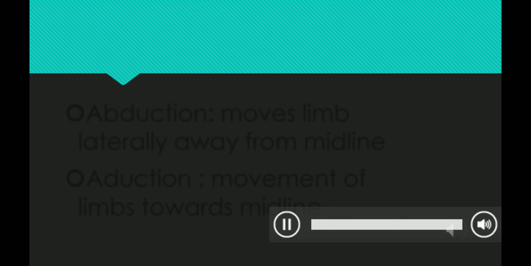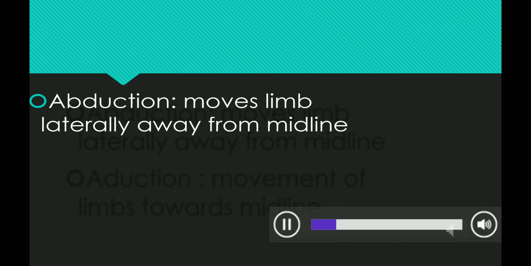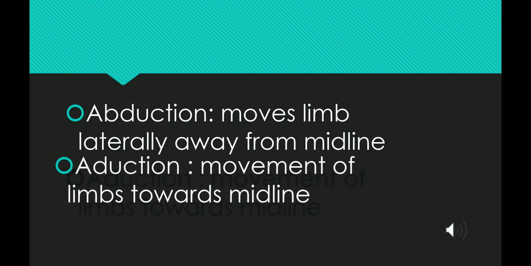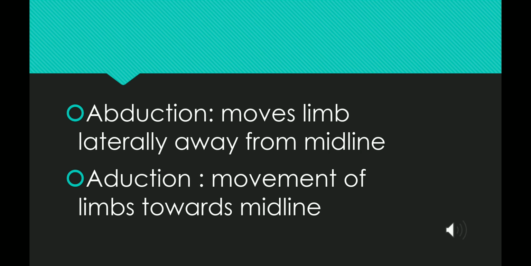So abduction and adduction of the limb: abduction is moving the limb laterally away from the midline, and adduction is movement of the limb towards the midline. So abduction means moving laterally away from the midline and adduction means movement of the limb towards the midline.